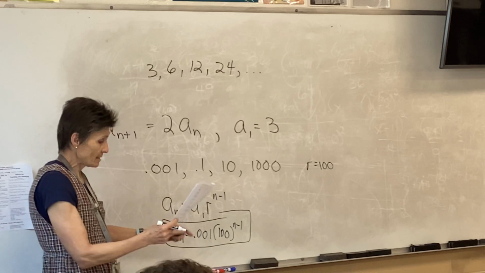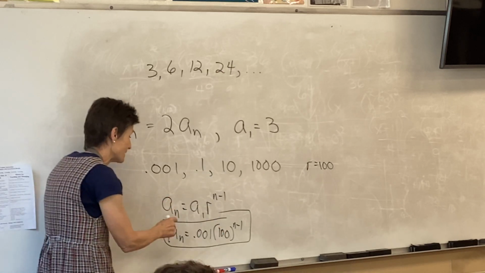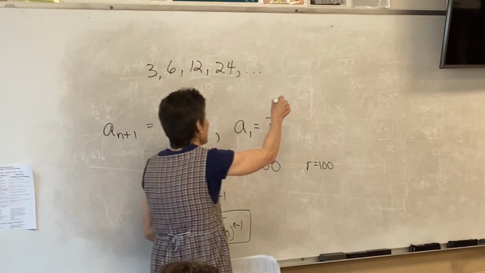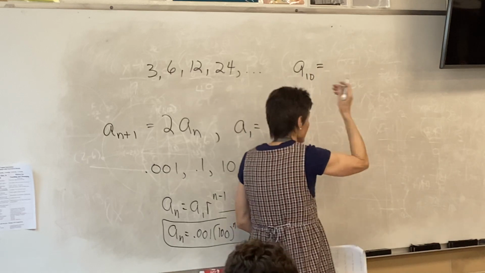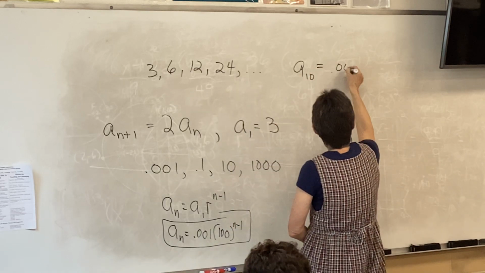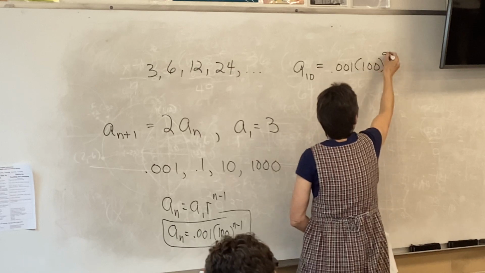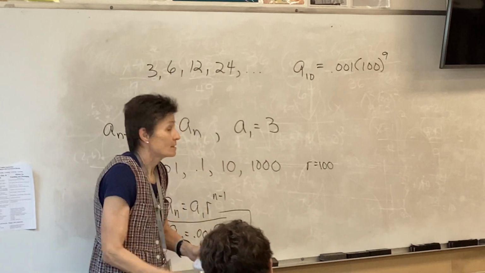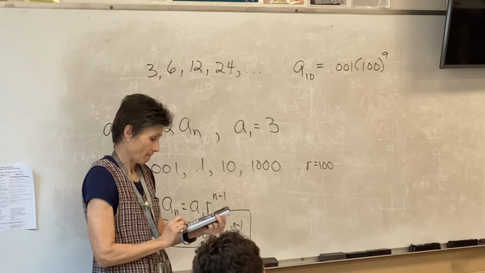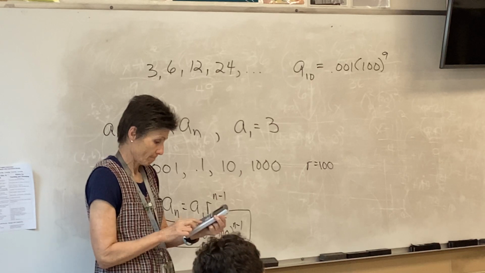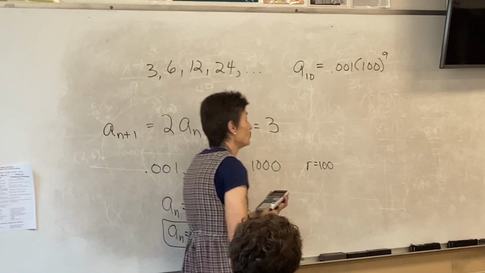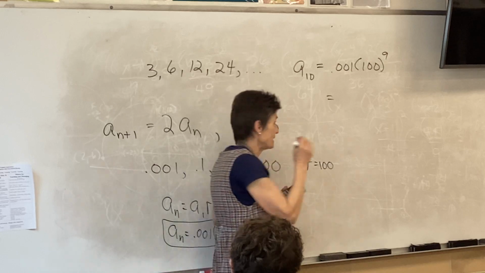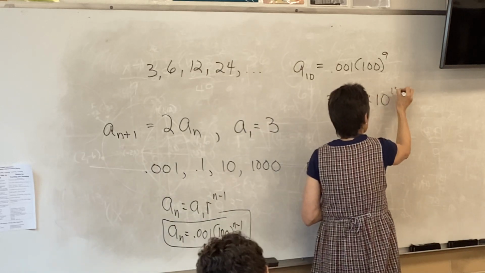The nice thing about that is, look at problem E. If we want the 10th term, we're just going to put in tens. So the 10th term, this is why explicit formulas are wonderful. They give you exactly the term you want. So won't the 10th term be 0.001 times 100 to the 9th? Oh my. So how are we gonna write this answer? What is this answer? It's 1.0 times 10 to the 15.